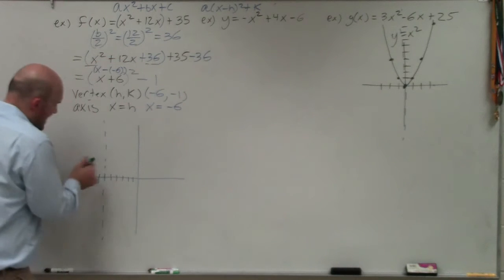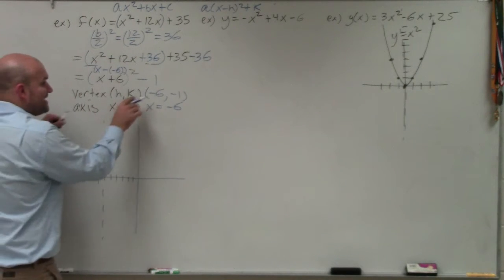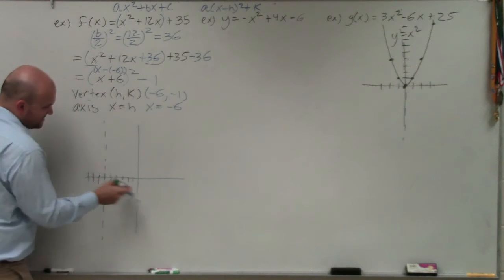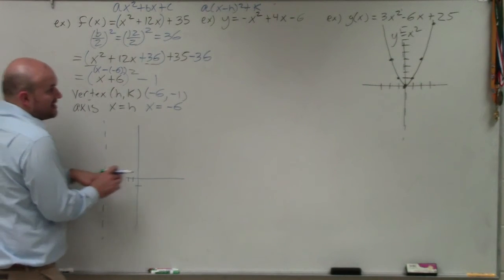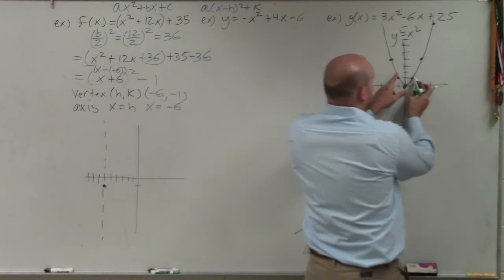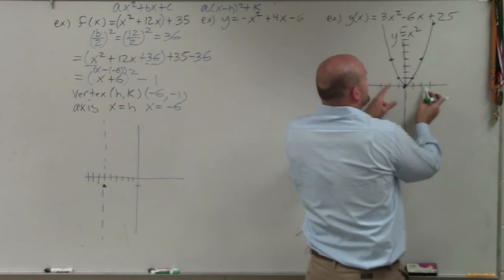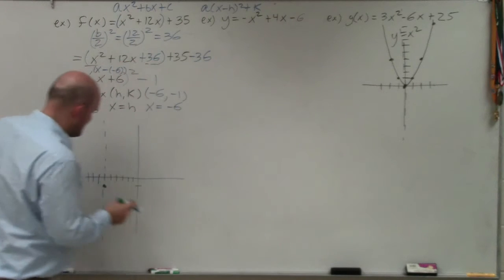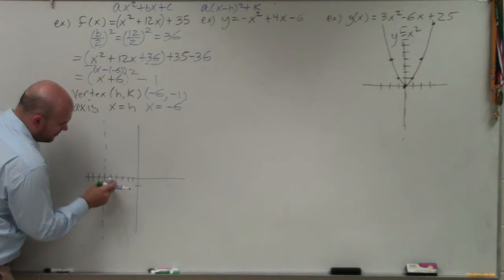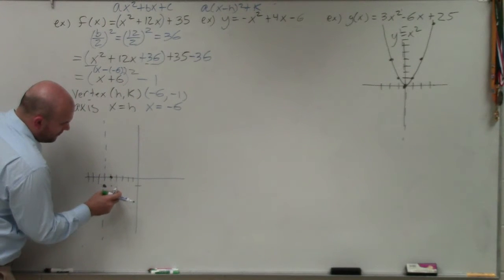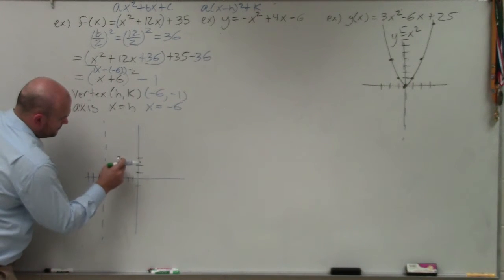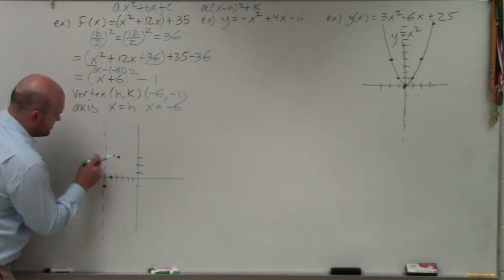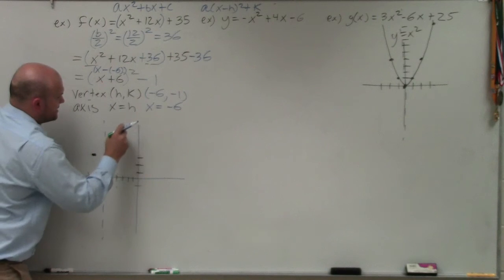So if I have my axis of symmetry over here, I've now also moved my vertex, so negative 6 and then down 1. So now there is my new vertex. From my vertex, I'm basically going over 1, up 1, over 2, up 4. So I'm just going to follow that same pattern from here. Over 1, up 1, over 2, up 4. Then I can reflect those points over the axis of symmetry. And then I can just go ahead and connect.